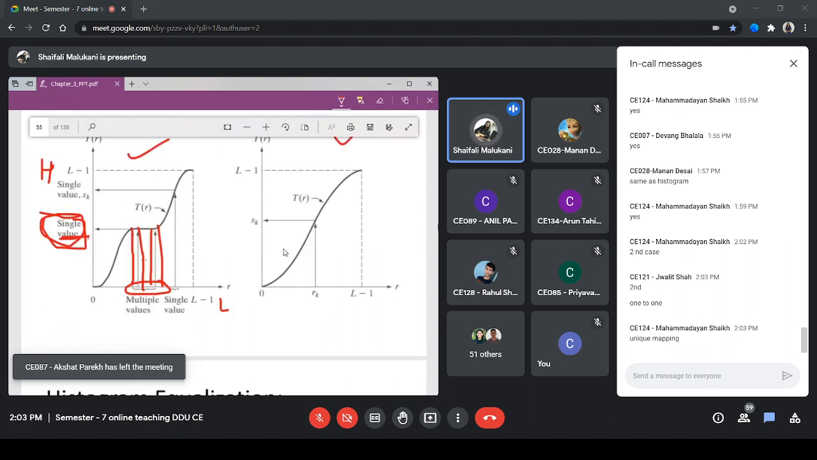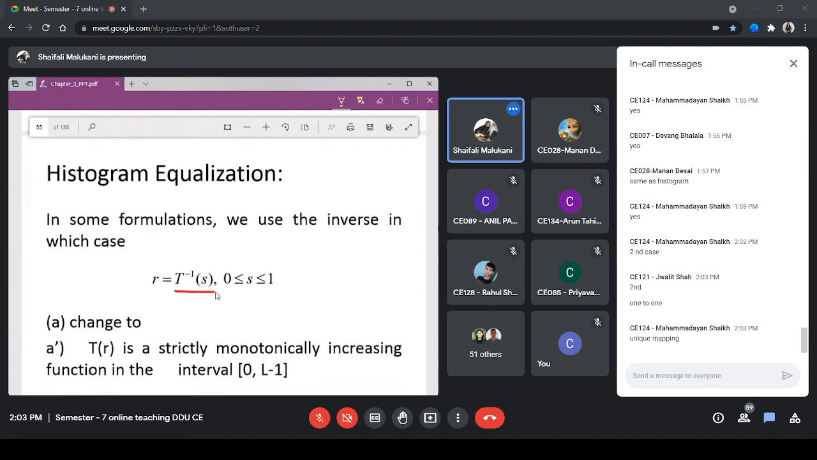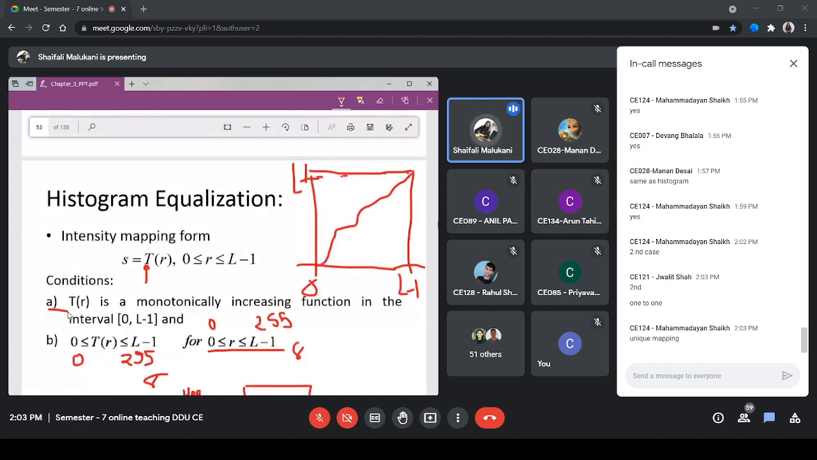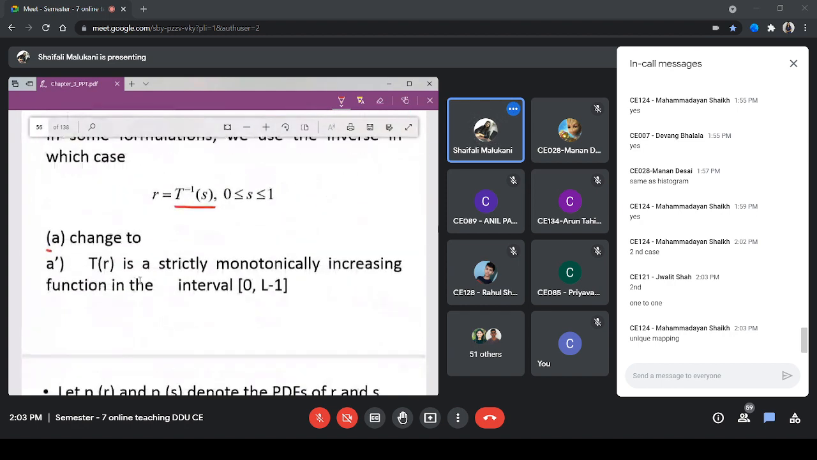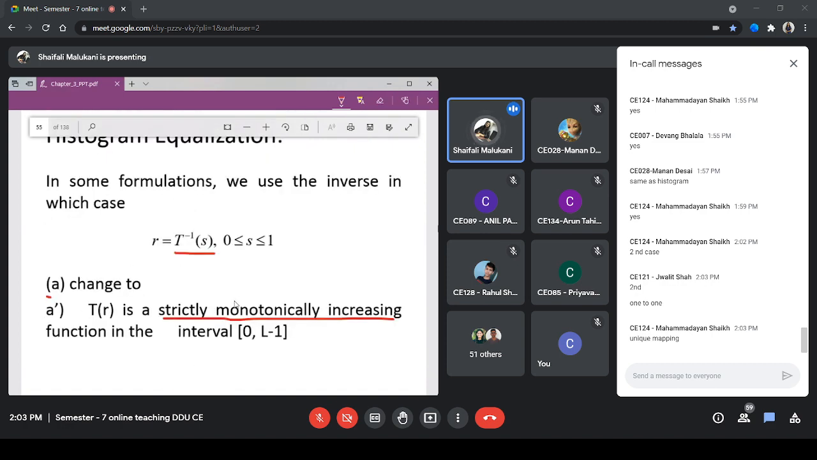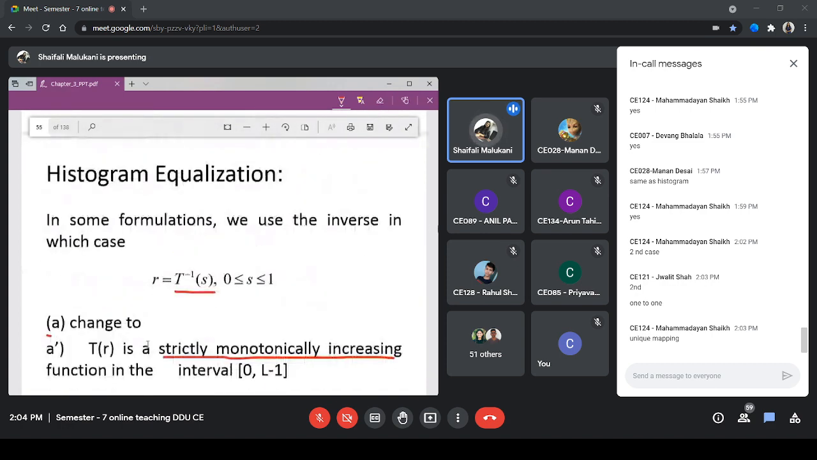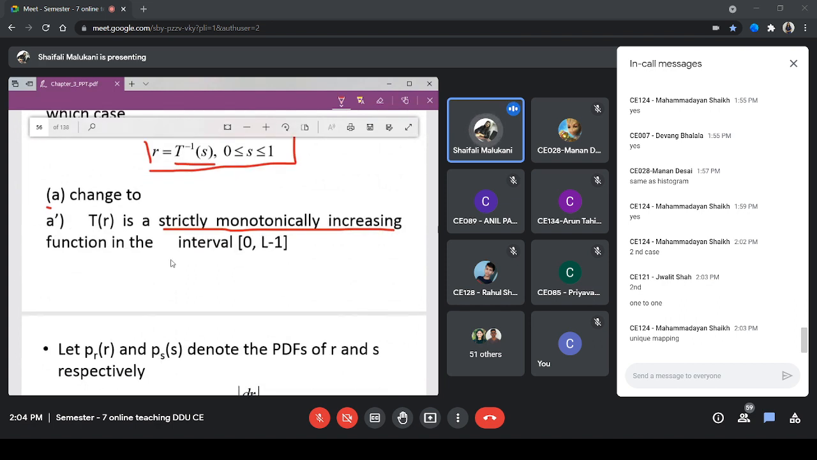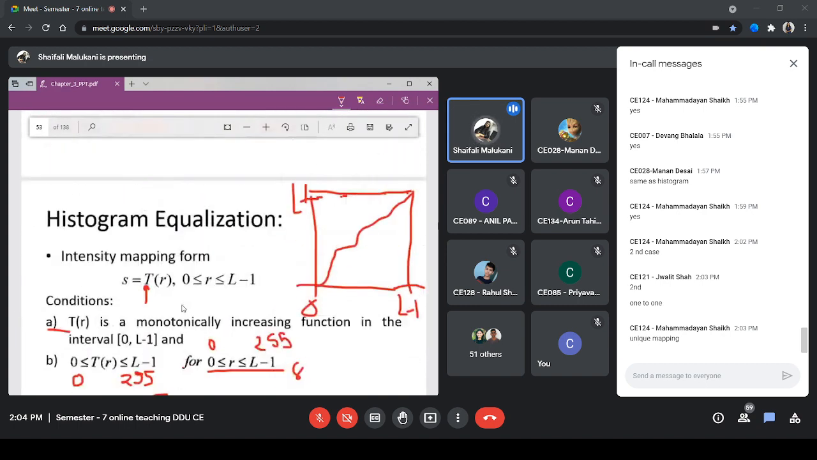So in case you are interested in the inverse, then condition A must change to a strictly monotonically increasing function. It should not have this type of hold. So if you change the first condition to strictly monotonically increasing function, then the inverse is possible. But if you don't need it, then you can go with the earlier definition as well.